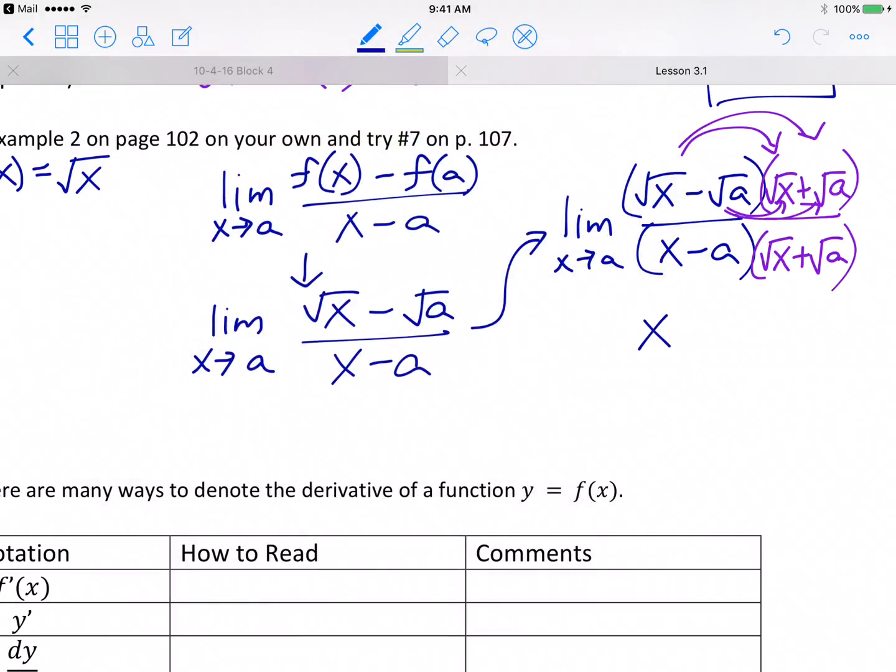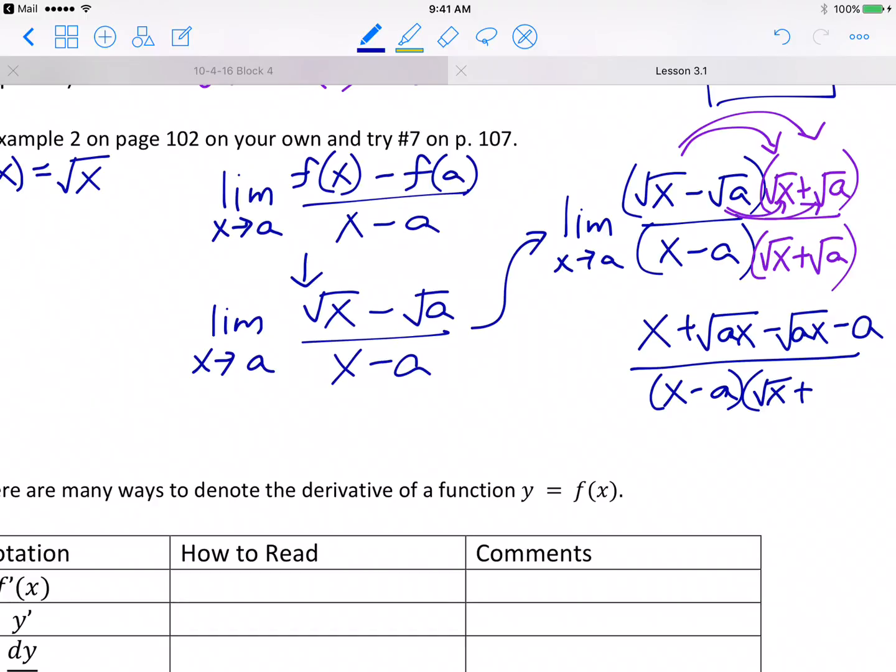Radical x multiplied by radical x will give you x. Radical x multiplied by radical a would give you radical ax. You can multiply the contents inside the radicals, which we call radicands. And then negative radical a times radical x will give you negative radical ax. Be careful with that sign. Negative radical a multiplied by radical a would give you negative radical a squared, which would just become negative a. On the bottom, keep it as is. Don't multiply that out or simplify that yet, because we might be able to cancel it with what's left on the numerator.